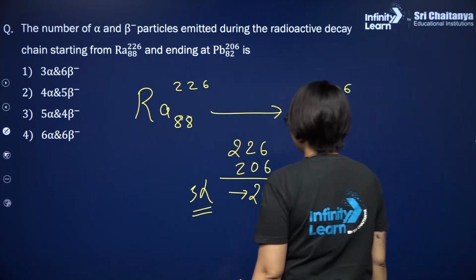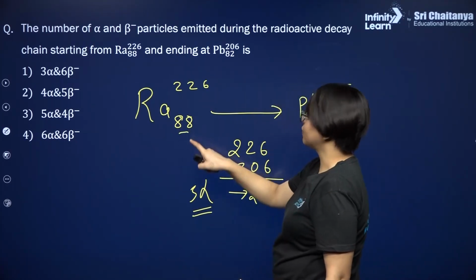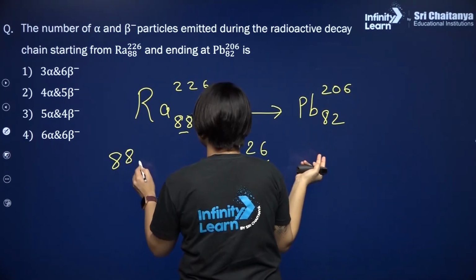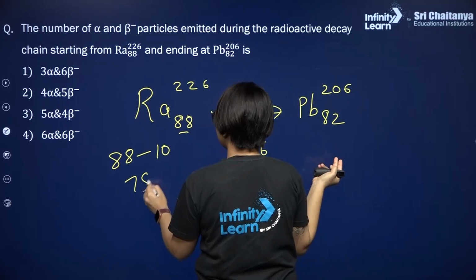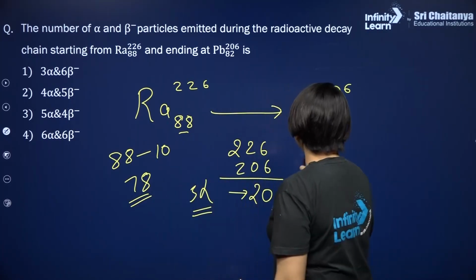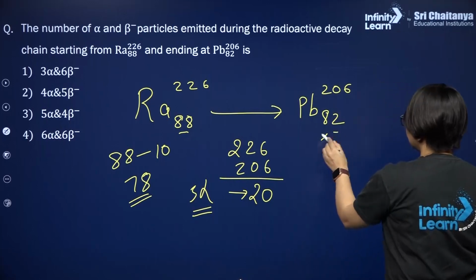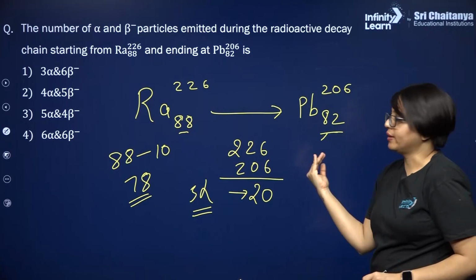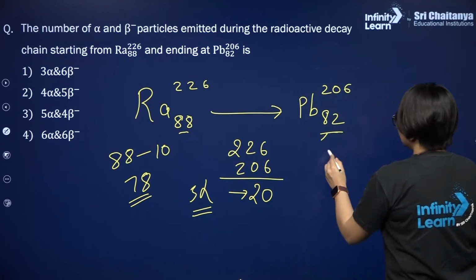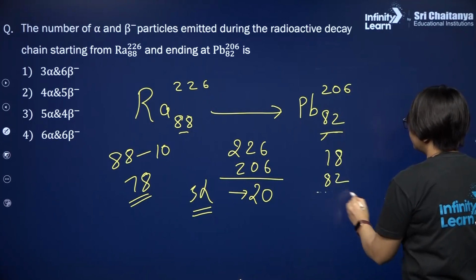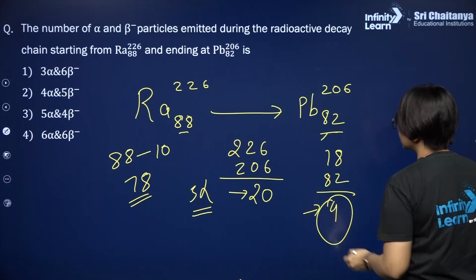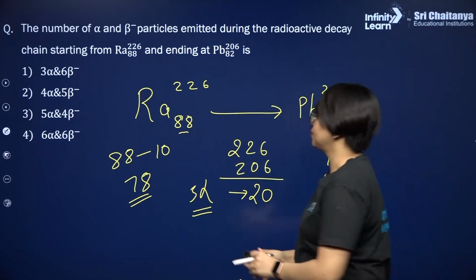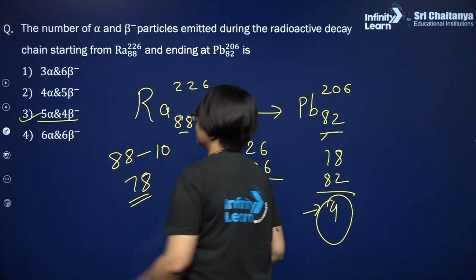Because of the 5 alpha particle emission, the Z value should decrease by 10. So, 88 minus 10 will be 78, but over here it is 82. Because of beta minus emission, Z value increases by 1 each time. It should be 78 but it is 82, that means it has 4 more, so Z is increasing by 4 because of the 4 beta minus emissions. So, the correct answer is option 3.